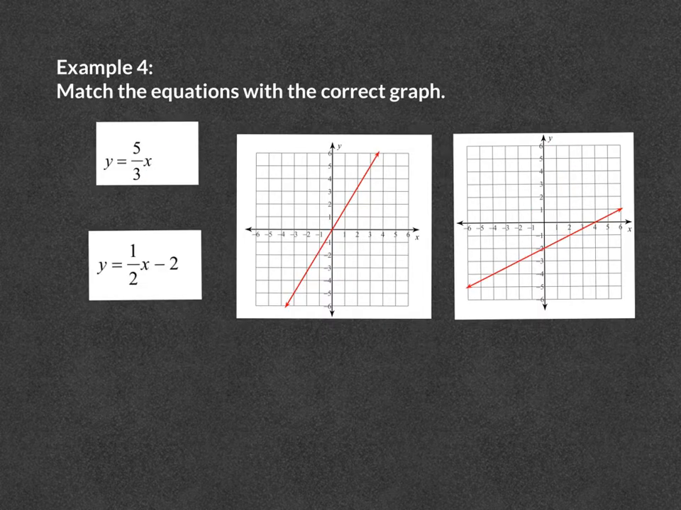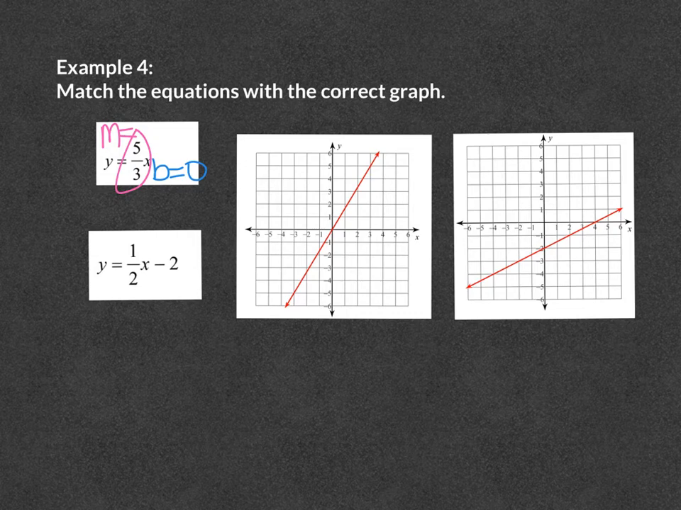Example number 4. Match the equations with the correct graph. The first equation, y equals 5 over 3x. So first I need to identify my slope and then my y-intercept. So I know that the slope is the coefficient of x, which is 5 over 3. So m equals 5 over 3. In my y-intercept, I don't see anything there, but there is an invisible 0. So b equals 0.